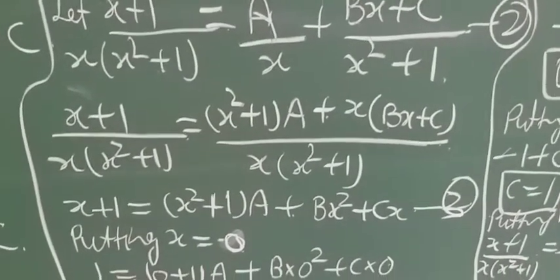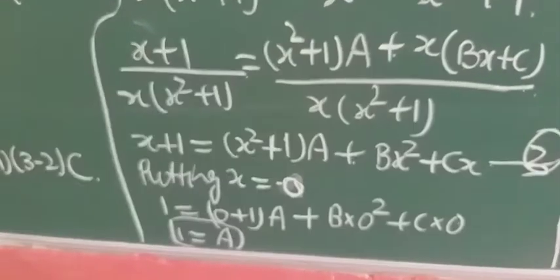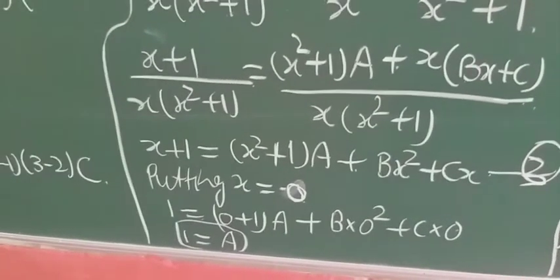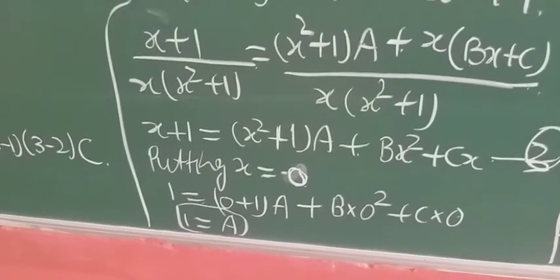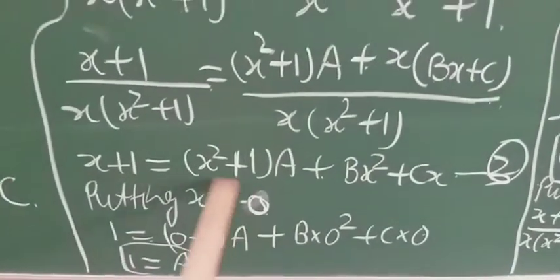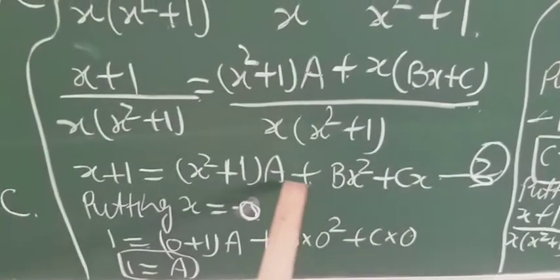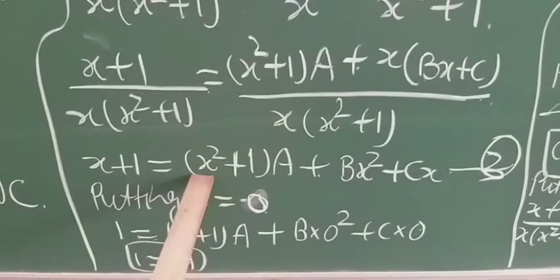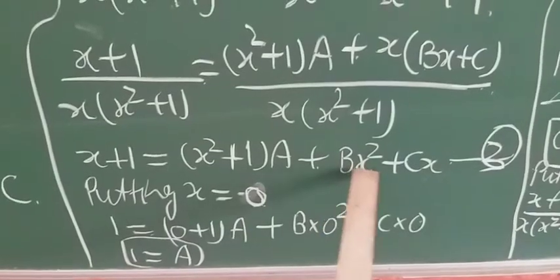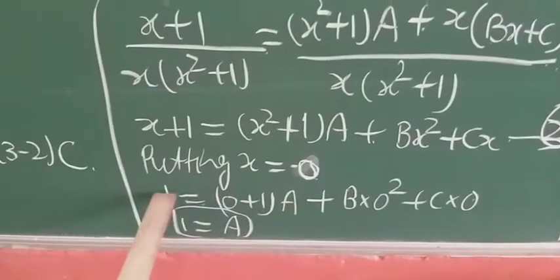Now putting x equal to 0. Now students, to get the values of A, B and C, we put values of x like 1, 0, minus 1, 2, any value we can put, so that we can easily find the values of A, B, C. So when I put 0 here, B will be 0, C is also 0, and we can easily get the value of A. So let us put x equal to 0: 0 squared plus 1 into A, B into 0 squared plus C into 0. So 0, 0, what is left here? A equals 1.